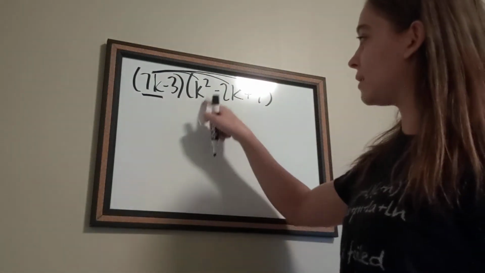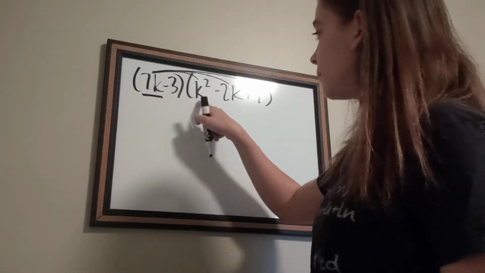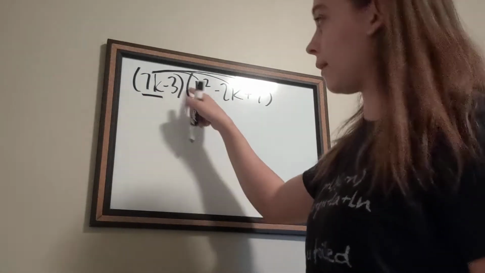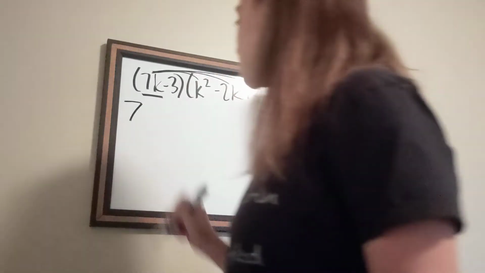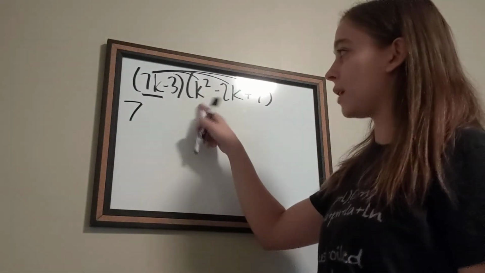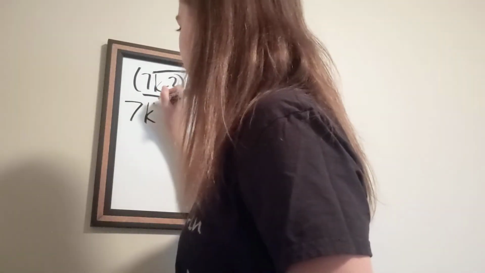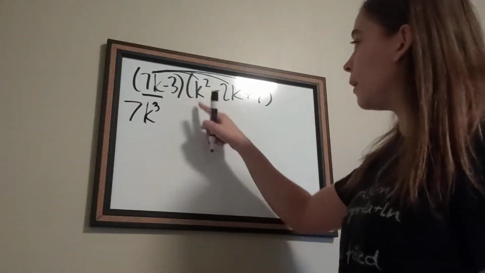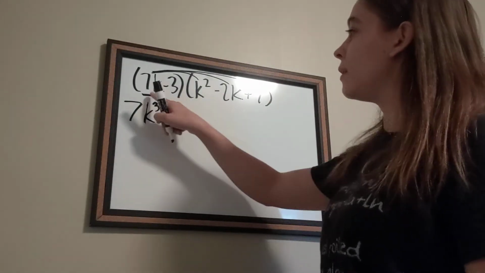So 7k times k squared. Well, this one doesn't have a number up front, so it's technically a 1. 7 times 1 is still 7. K times k squared using exponent rules is k to the third. Move on to the next term in here.